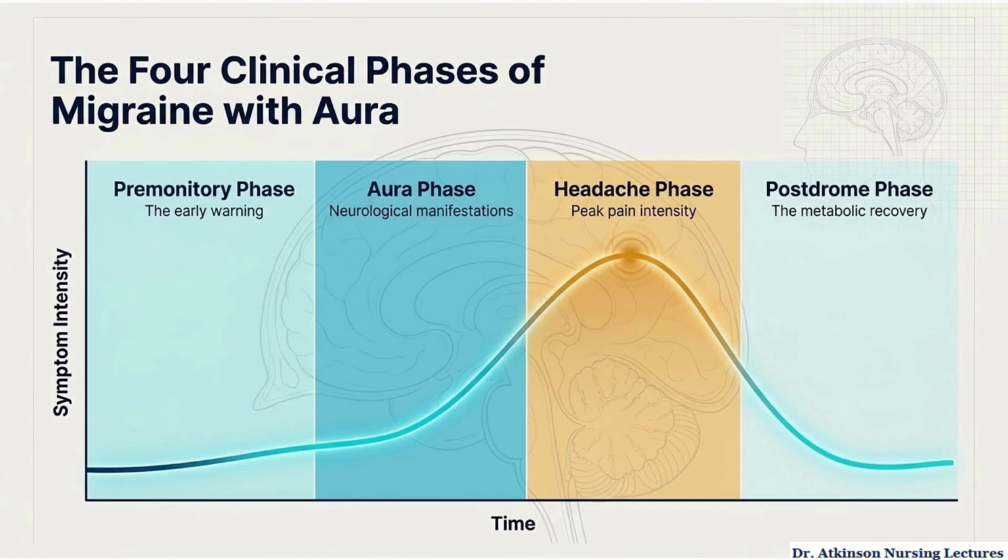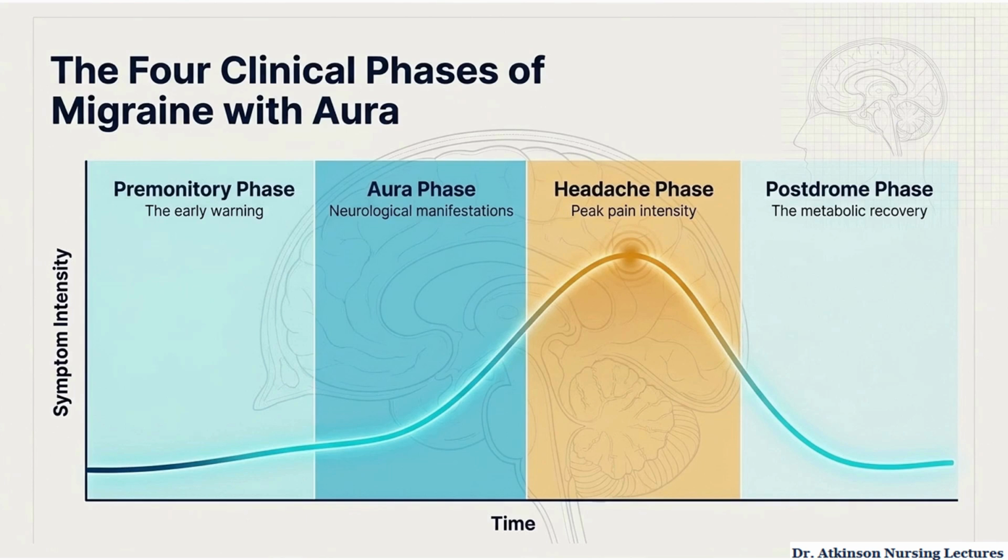Now let's walk through the 4 clinical phases of a migraine with aura, because migraines are often very predictable once you understand the sequence. The first phase is the premonitory phase. This is basically the warning stage. Patients may feel tired, irritable, anxious, crave certain foods, or have difficulty concentrating hours before the migraine actually begins. Next is the aura phase. Not every migraine patient has aura, but when they do, these are neurologic manifestations. Patients may describe flashing lights, zigzag lines, blurry vision, numbness, tingling, or even speech disturbances.